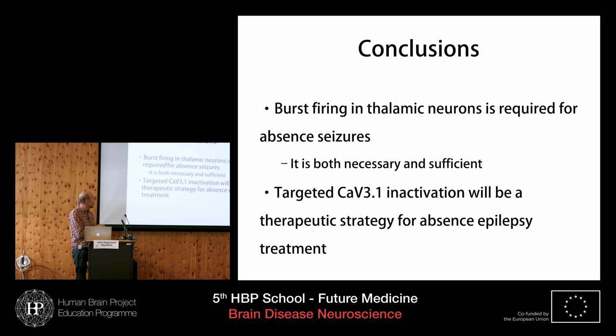So this suggests to us that targeted CaV3.1 inactivation, perhaps in real time, would be the best type of treatment for absence epilepsy, to block the ability of these cells to fire their bursts, especially in the context of a seizure. There are going to be some challenges to develop that, which we can talk about during the discussion.